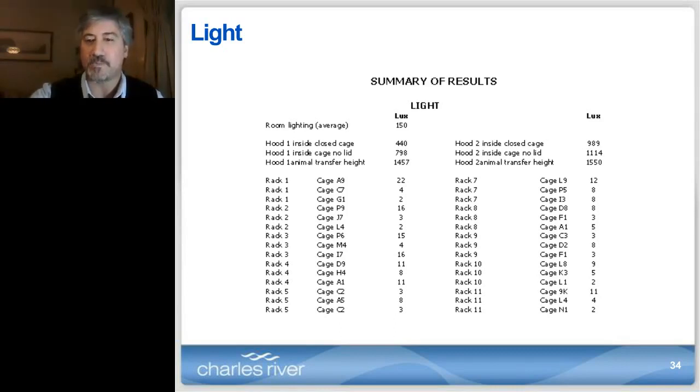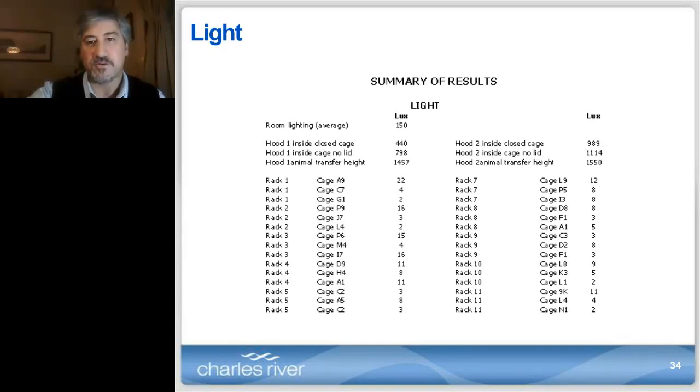But if you take the cage from the rack, we measured the light intensity inside the laminar flow hood, and we had 2 hoods in the room. In one of the hoods, the light intensity was over 400 lux, while the other one was almost 1,000, right? And then we also measured the light intensity when you open the cage. When you remove the lid, in this case it was almost 800 lux, but in the second hood it was over 1,000.